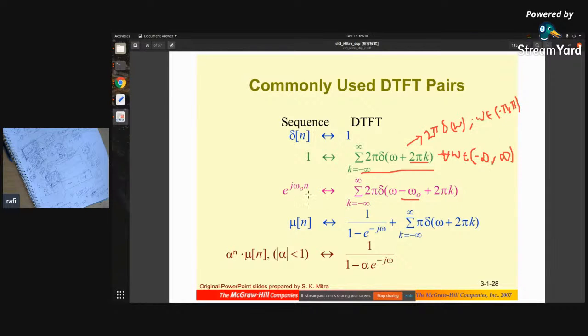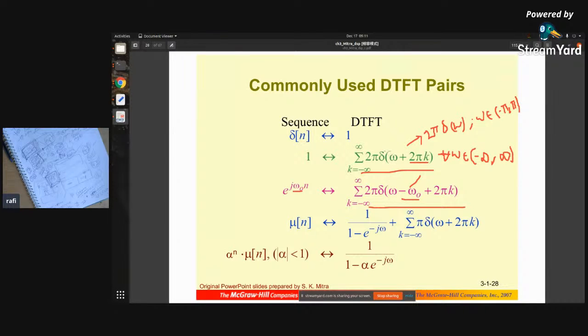That is the meaning of whatever problem we have seen. So that is called the frequency shifting property. If you multiply a signal with a complex exponential with some frequency omega naught, the spectrum will shift by that frequency omega naught.